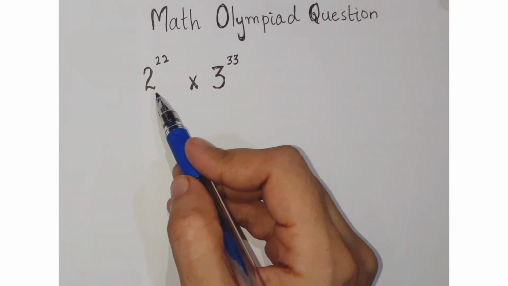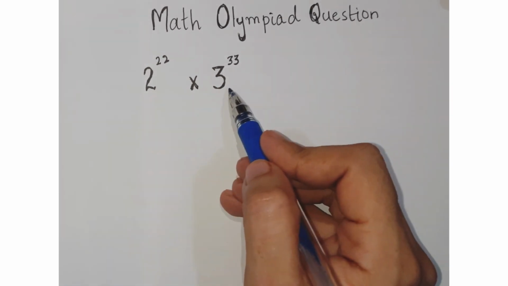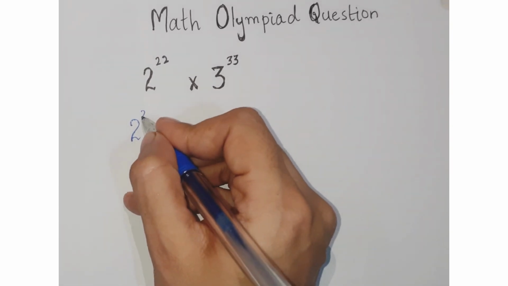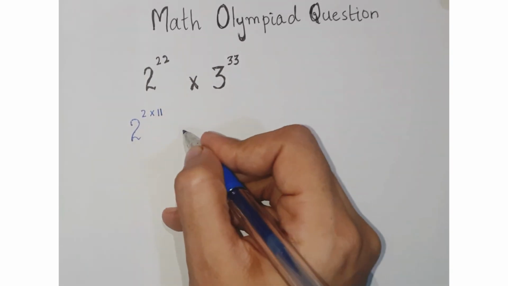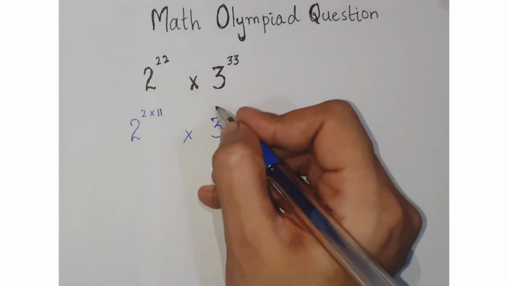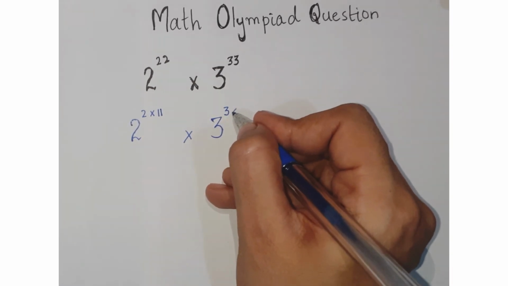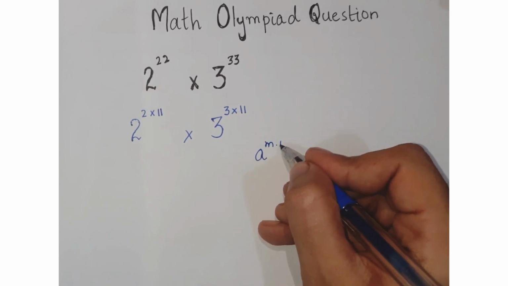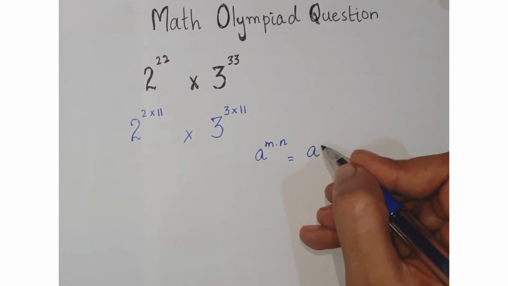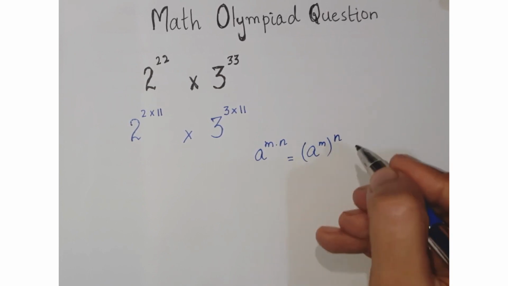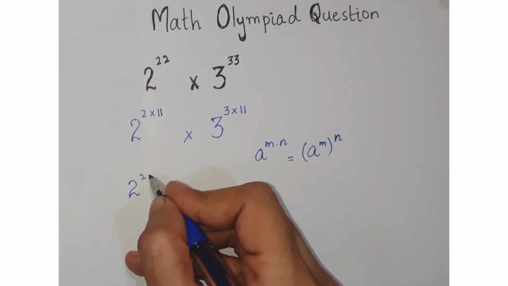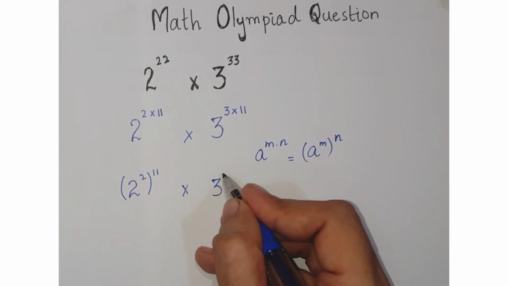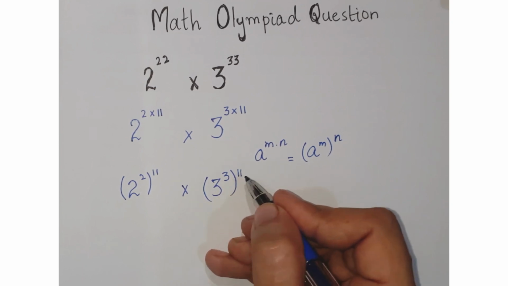The question is 2 raised to the power 22 multiplied with 3 to the power 33. You can break up the power 22 into 2 multiplied by 11, and the power of 3, that is 33, can be broken up into 3 multiplied by 11. According to the rule, a to the power m times n can be written as (a to the power m) to the power n. So applying this rule, you can write it as (2 raised to the power 2) to the power 11 cross (3 raised to the power 3) to the power 11.